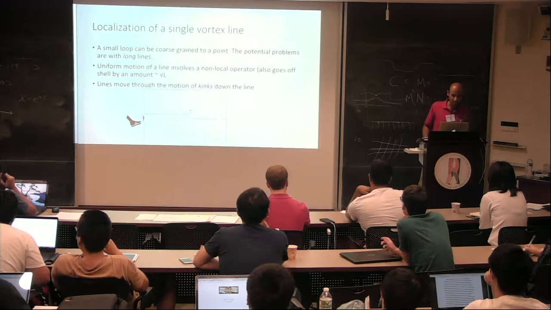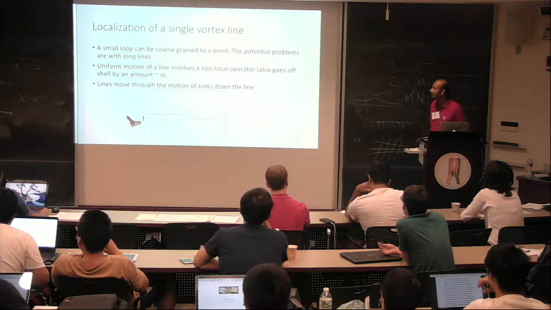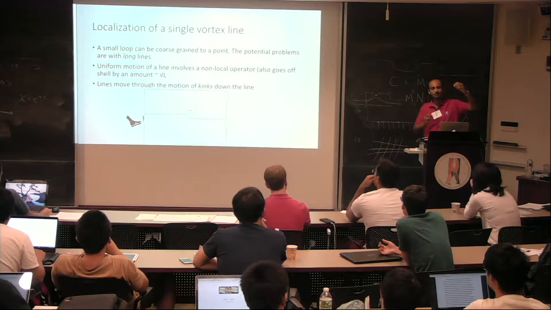Well, yes, we can. The basic idea is that if you have a small vortex loop, you can coarse grain and it looks like a point. So that's not a problem. The real problem is with long vortex lines. And how does a long vortex line move? Well, you can imagine it moving uniformly, but that's problematic for 2 reasons.